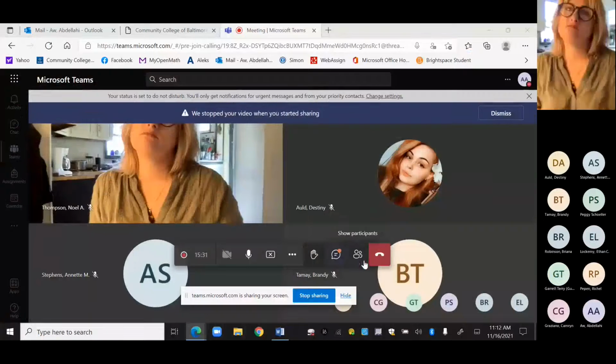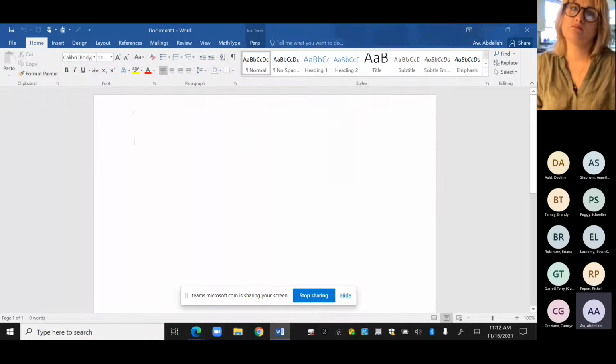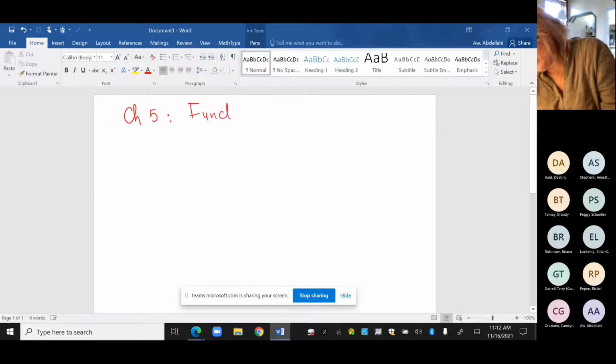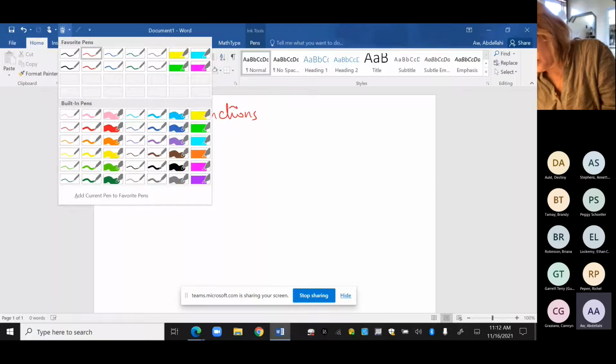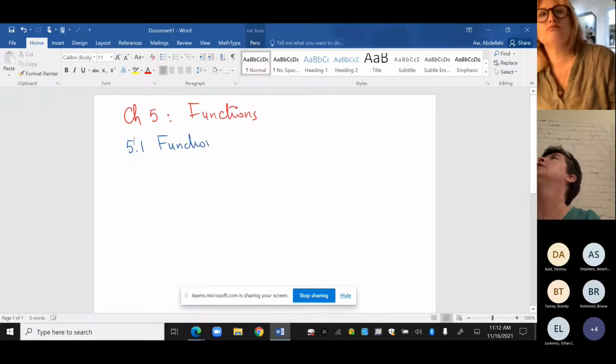Okay, so we're going to start chapter 5, which is about functions, basically. So let me go ahead and share my screen. Hopefully everybody can see my screen? Yes, okay, thank you. Chapter 5 is functions. So we're going to introduce in 5.1 what is a function, etc., but we're going to start with introducing what we call a relation.